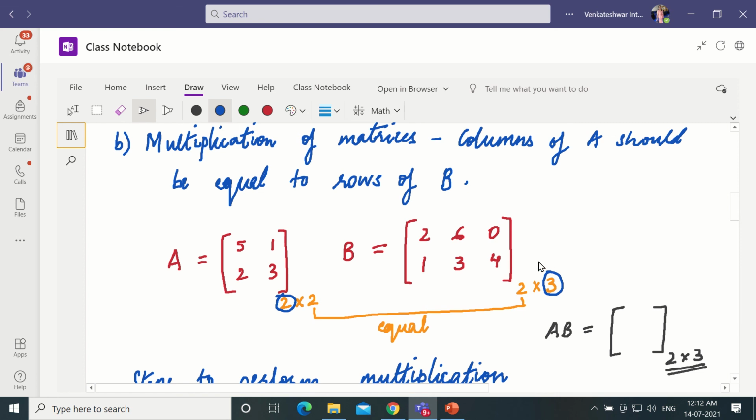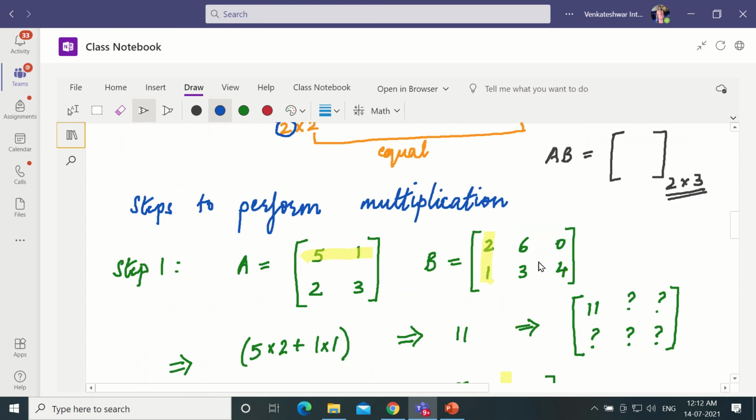How do we perform the multiplication? I have explained it through steps. Step 1 would be you take row 1 and multiply it with the corresponding elements of column 1. So we will multiply 5 with 2 and 1 with 1 and add these two values. So I have 5 into 2 plus 1 into 1. So that becomes 11. So the first element is 11. The remaining elements we obviously have to find out.